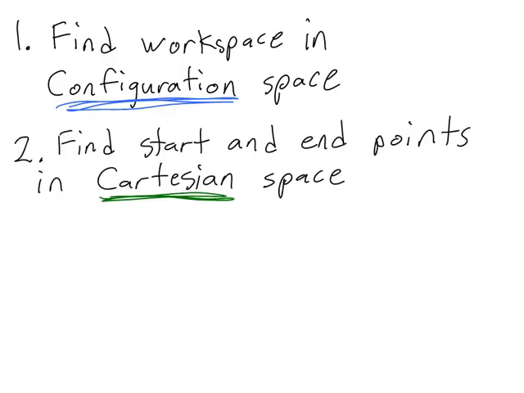Step 2 is to find the start and end points for the particular move you're trying to plan in Cartesian space. The reason why we do this in Cartesian space is because that's the space in which our real-world points are defined. So for example, you might know the location of a point or an object that you want to pick up with the manipulator, and you might know the location where you want to drop that object off. These points are defined in Cartesian XYZ space.